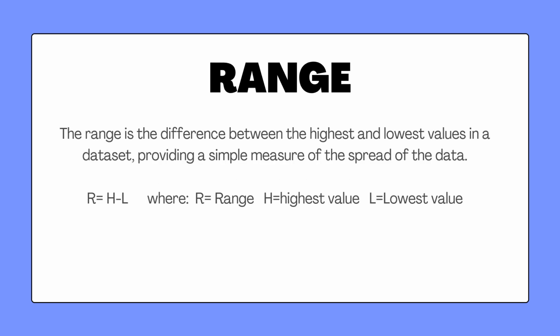Range. The range is the difference between the highest and lowest values in a data set, providing a simple measure of the spread of the data. R equals H minus L, where R equals range, H equals highest value, L equals lowest value.